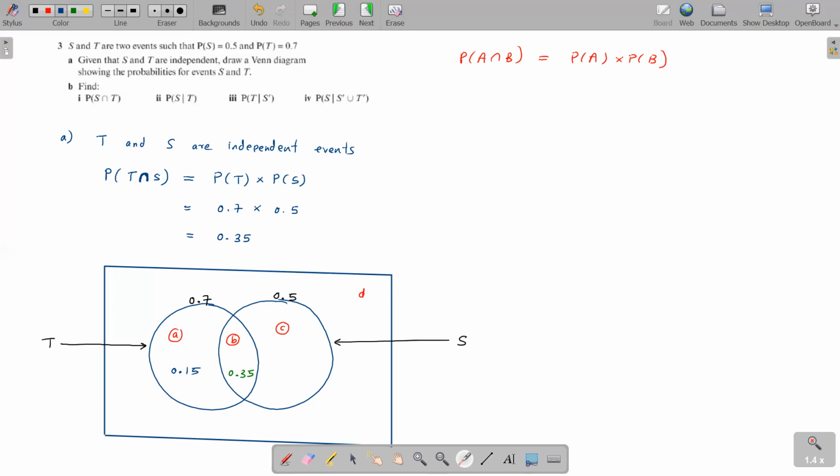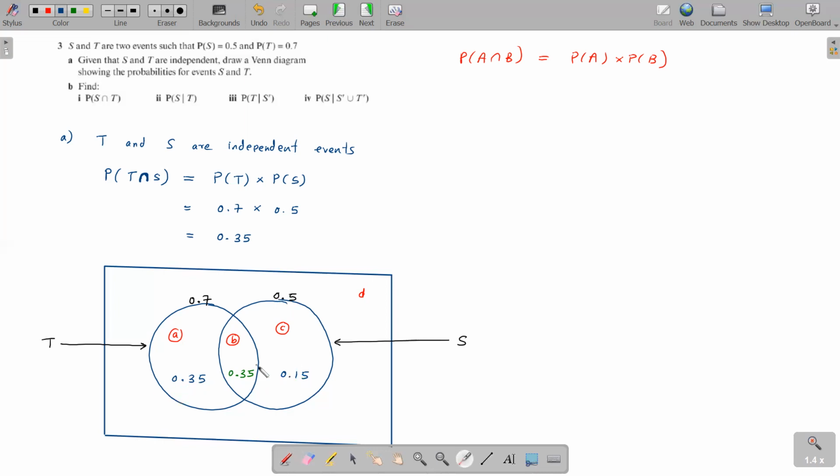Wait, give me a moment. Yeah, I think this is wrong. Sorry, this is wrong. According to the way I have marked it, from 0.7 when I subtract 0.35, it's 0.35. From 0.7 when I subtract 0.35, it's 0.35. And from 0.5 when I subtract 0.35, this is 0.15. Okay, guys? Sorry about that. So this is 0.15.